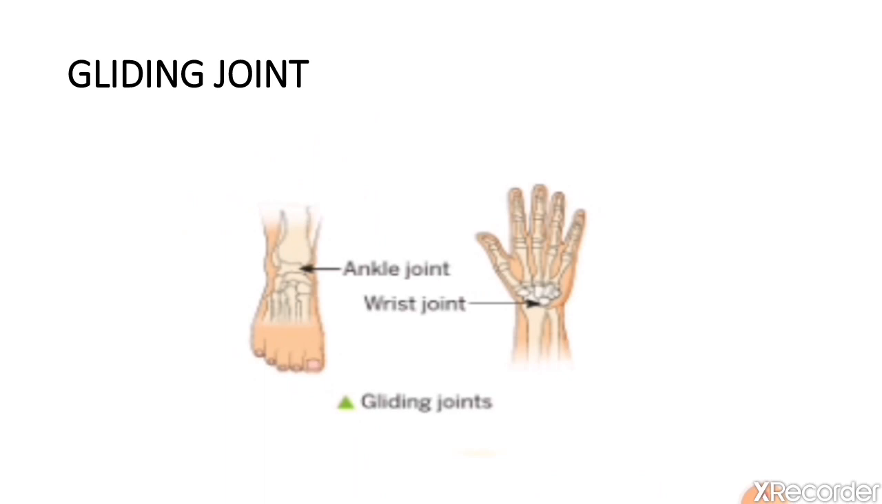And the fourth type of joint is gliding joint. It allows the bones to glide over each other. So that's why the name is given gliding joint. It is found in the wrist, ankle and between the vertebra in the backbone. That's why we can bend. Okay. So these are the four types of movable joint.